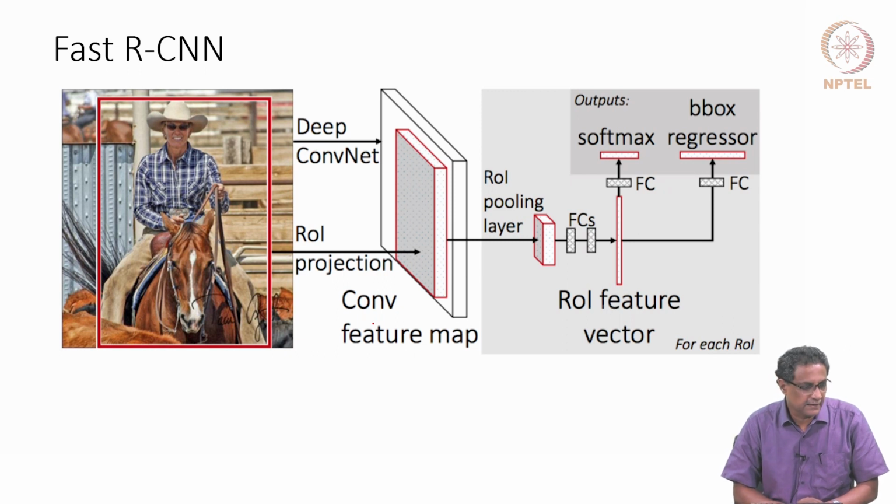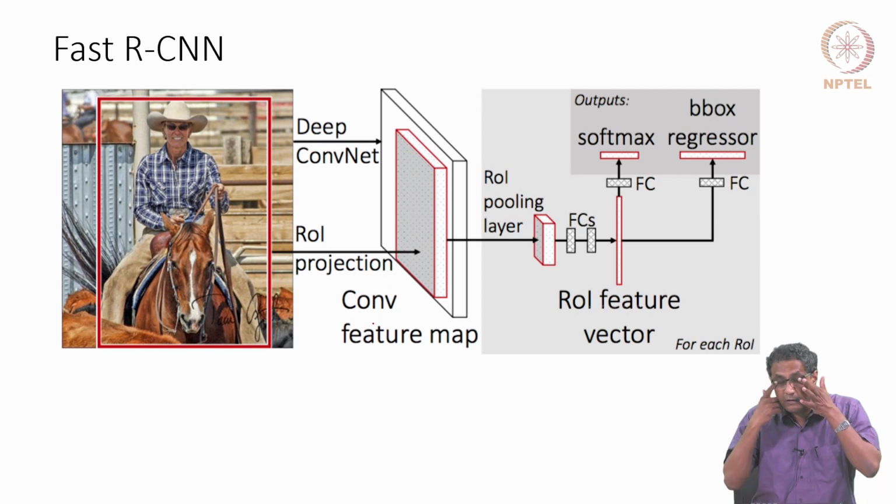And then the second thing that you want to look at is the amount of storage: like I said, you have to store so many feature maps and all of that. So the same set of authors came up with what is called a fast RCNN. Same set in the sense that at least one or two people were common. I don't know whether all the authors are common, you can check that up.